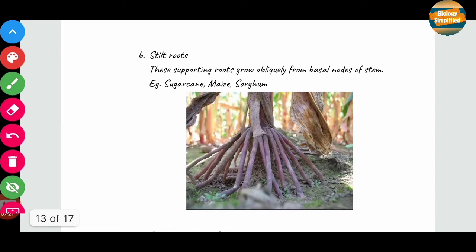Next are the stilt roots. These supporting roots grow obliquely from the basal nodes of the stem. Here we can see in this picture the nodes which are present at the base of the stem. These nodes give rise to stilt roots. These are the stilt roots. They have arisen from the basal nodes of the stem. Basically they are also for the support of the plant. Example is sugarcane, maize, and sorghum.